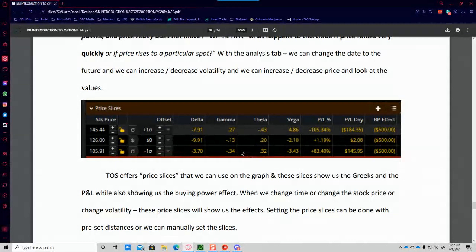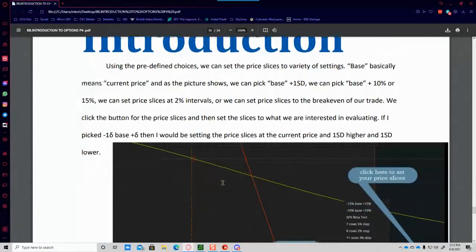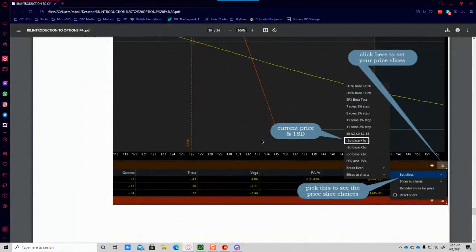Notice also it gives you delta values, gamma, theta, vega, delta. It gives you P&L values, overall trade percent, trade on the day, buying power effect. So that's what I demonstrate in a couple of the different pictures that you can choose: set slices, pick what you want, set them to the chart.